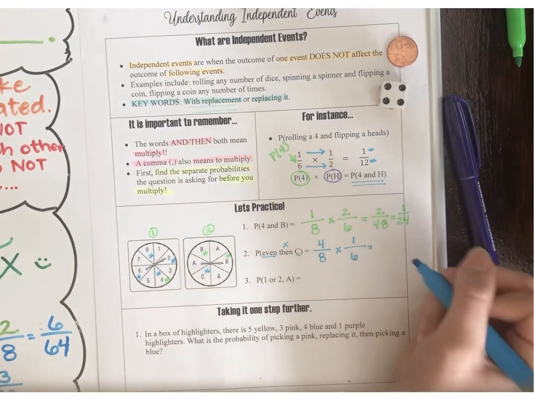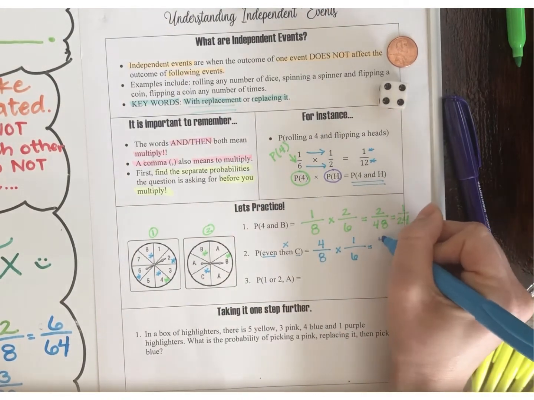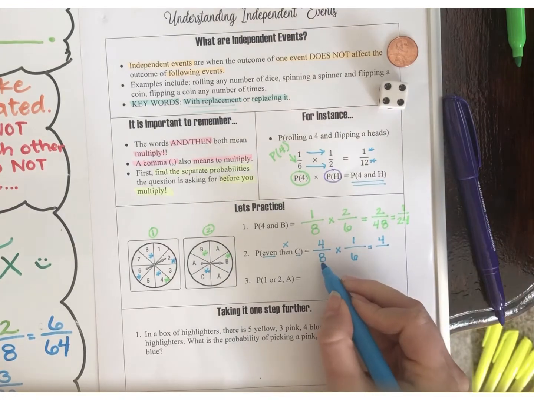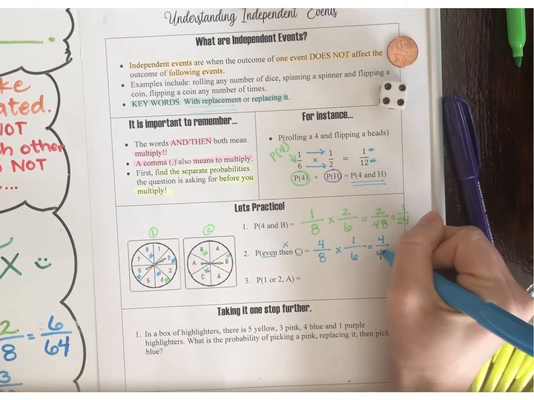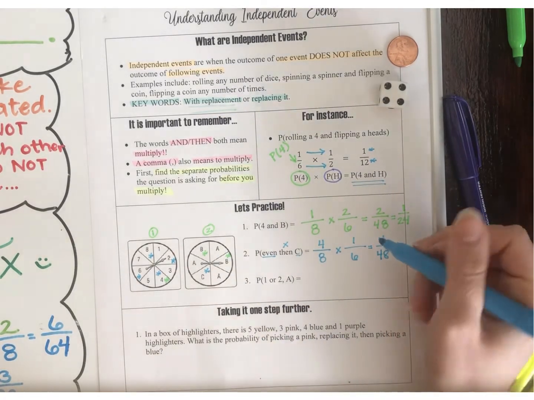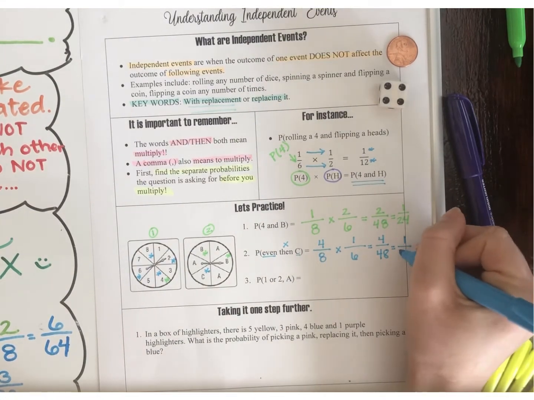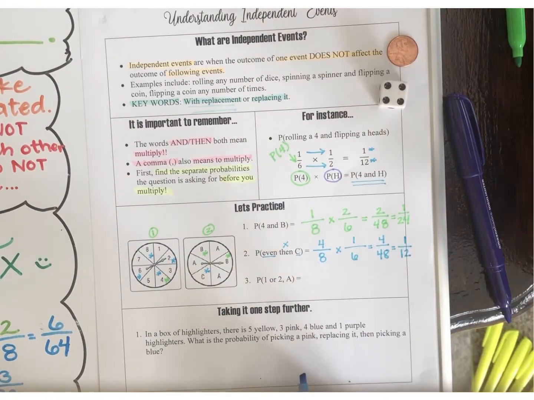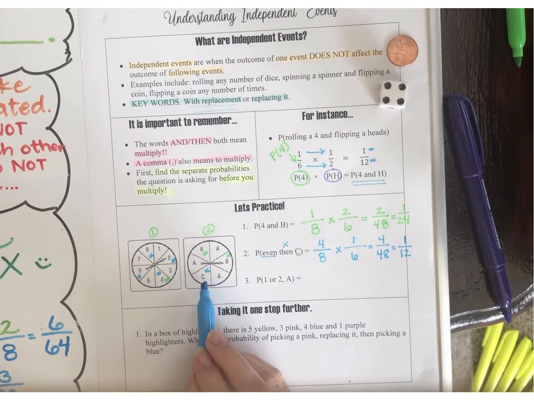Again, we multiply straight across. 4 times 1 is 4. 8 times 6 is 48. We can simplify our answer by dividing both 4 and 48 by 4 to get 1 over 12. So the chance of spinning an even number at the same time we spin a C is 1 over 12.